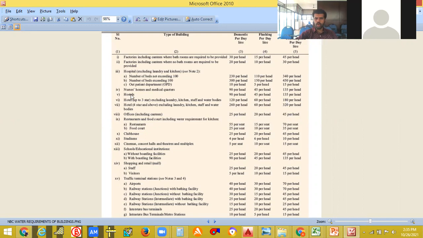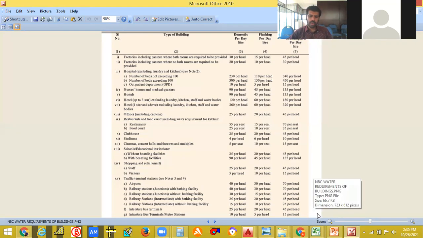And when it comes to hostels and all, domestic is 90, and for flushing it is 45. When we are dealing with houses and residences, we will take hostels or nursing homes, etc. These all come close to each other. So we can take 90 as the domestic, and for flushing purpose 45 liter per head. So total consumption will be 135 liter per day.